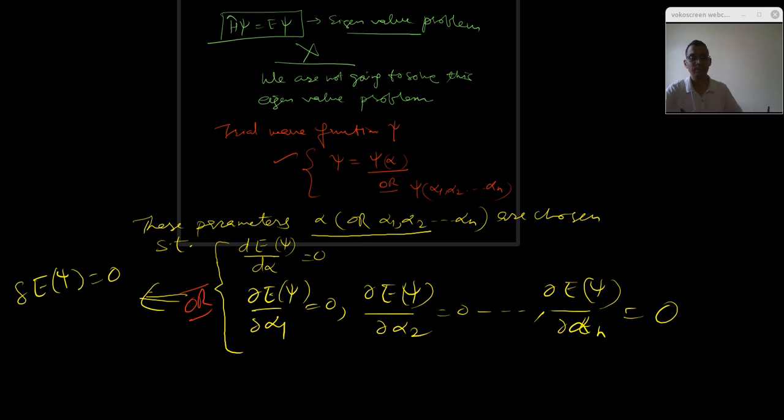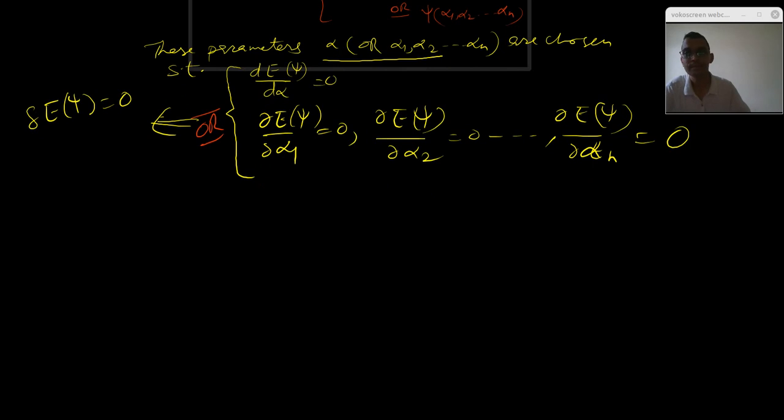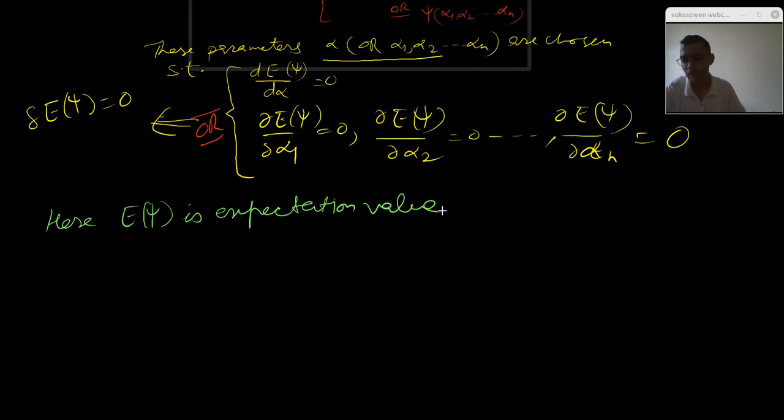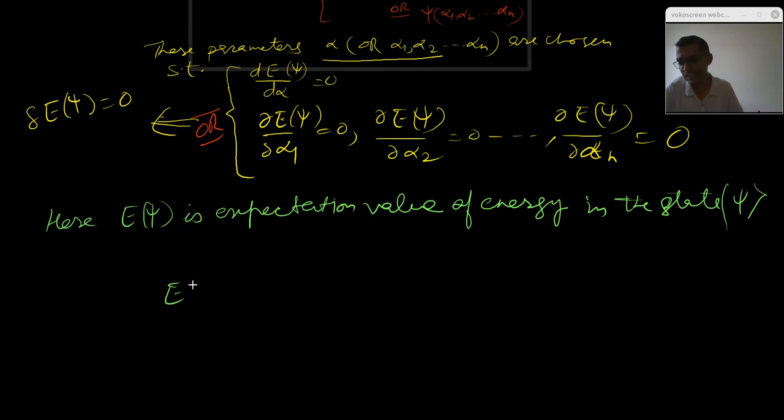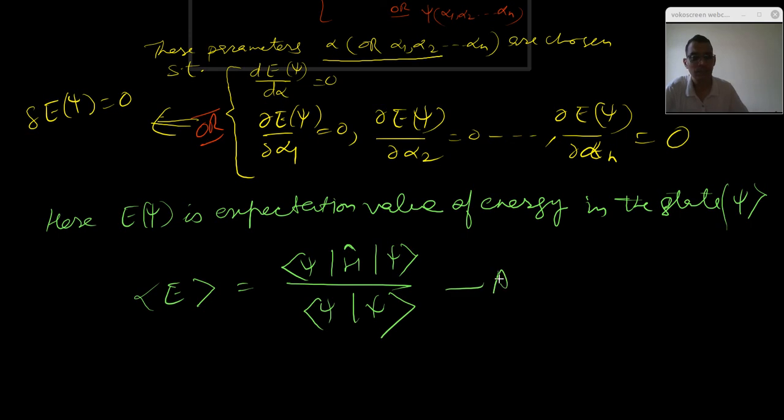Here E psi is the expectation value of energy in the state psi, such that the expectation value of this energy E can be estimated using this expression, right? So this is our equation number 1.